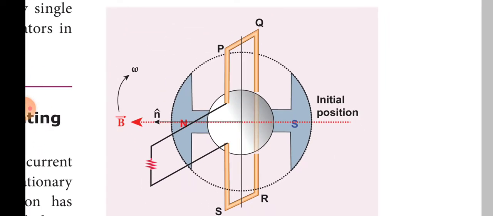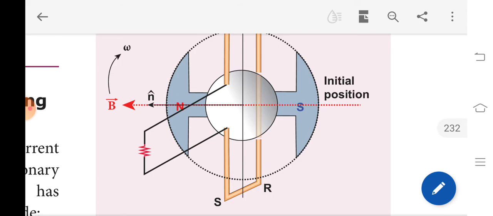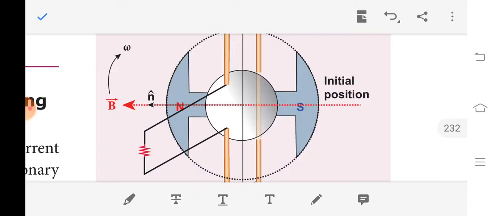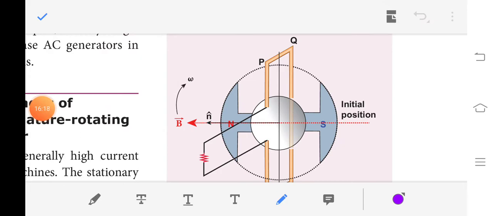Diagram. First of all, let PQRS be the stationary rectangular coil placed perpendicular to the magnetic field. The magnetic field acts in the horizontal direction, and the coil is placed in the perpendicular direction. So initially the coil and the magnetic field are perpendicular.